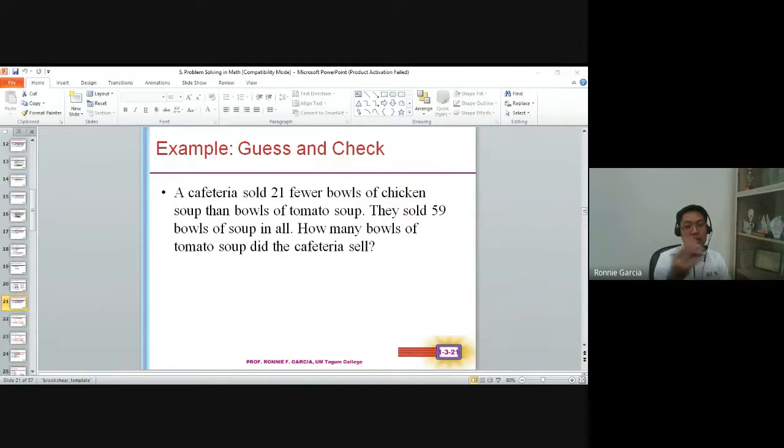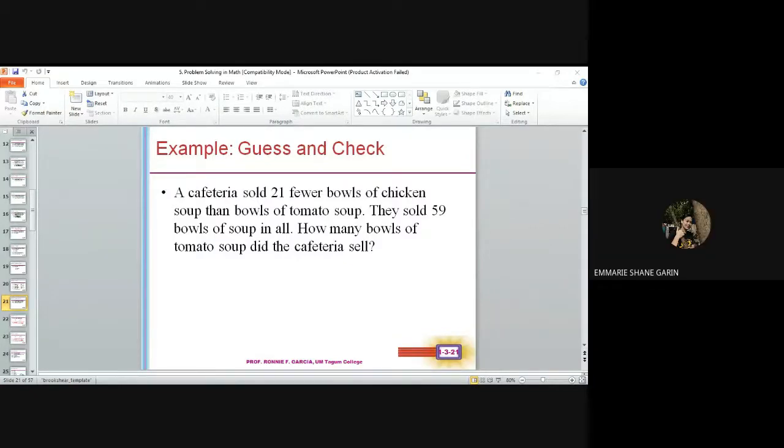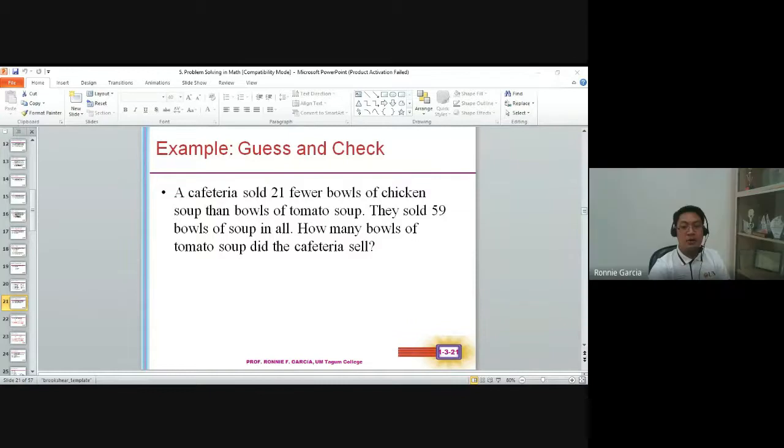Pero kung imuhang i-add tanan ang tomato soup ug ang chicken soup nga mga bowls ang nahalin ato nga cafeteria, 59 daw ka buok. The question right now, pila dito ang tomato soup? Pila ka bowl sa tomato soup ang nahalin? So, you may start giving your answers now.